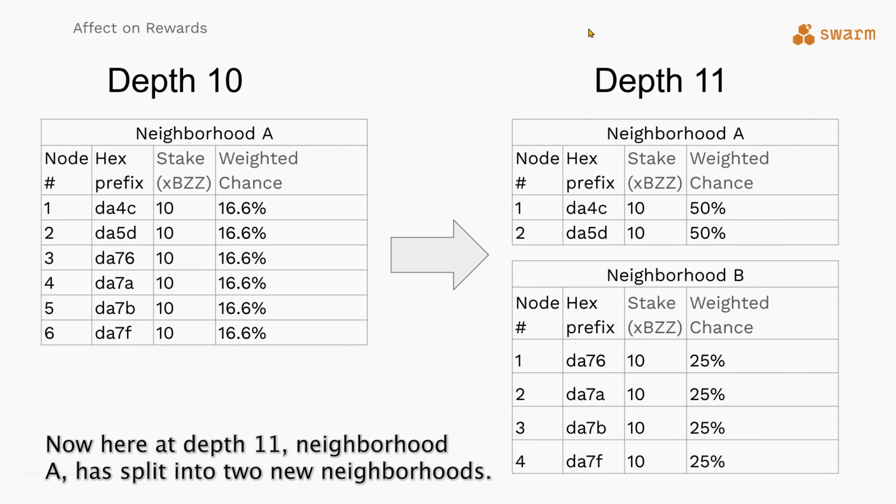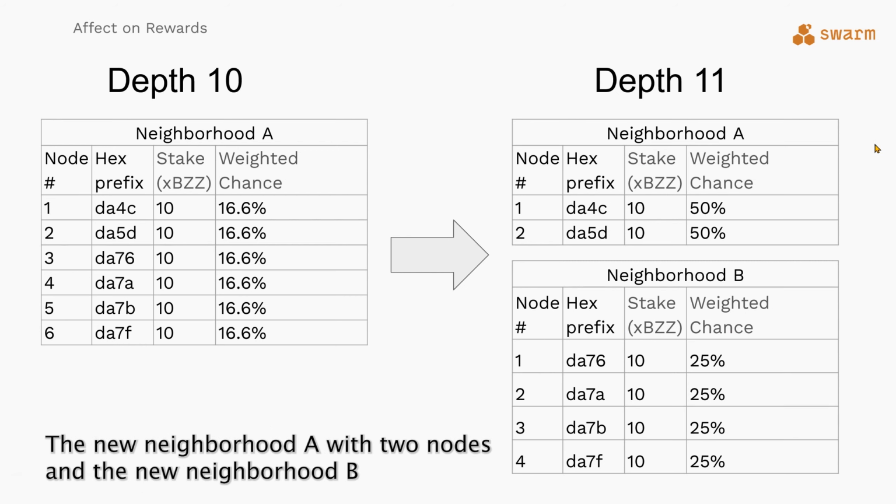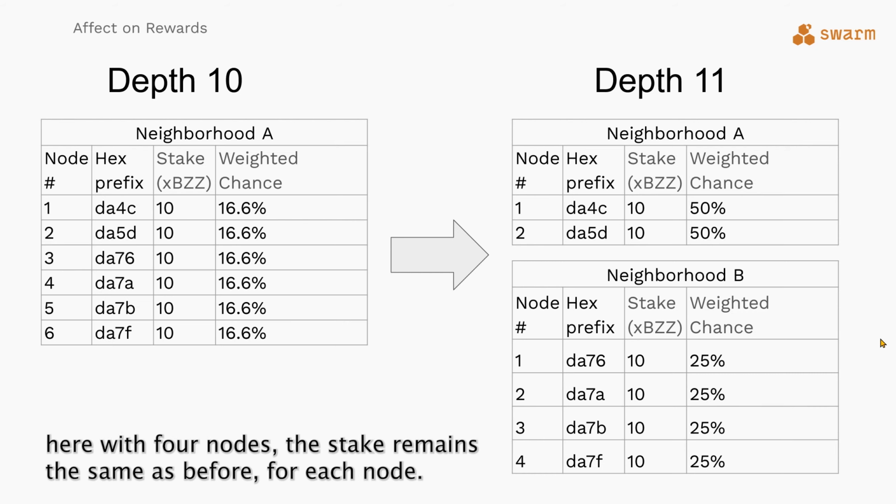Now here at depth 11, neighborhood A has split into two new neighborhoods. The new neighborhood A with 2 nodes, and the new neighborhood B here with 4 nodes. The stake remains the same as before for each node.